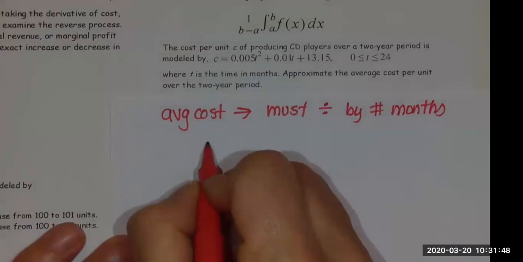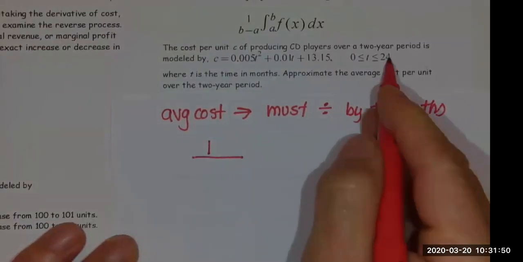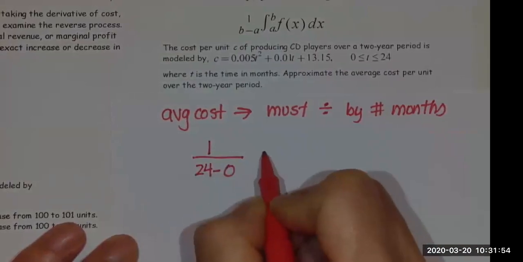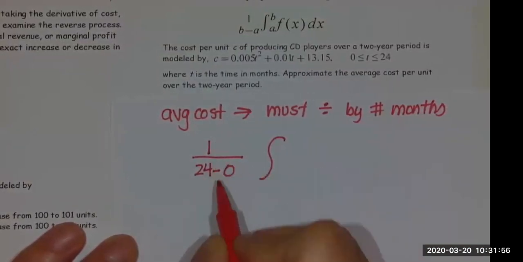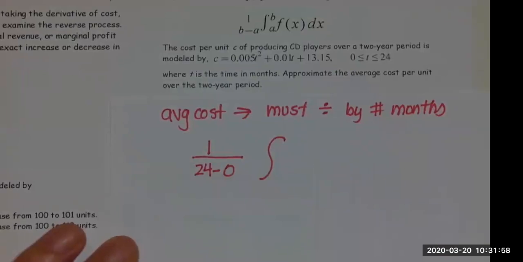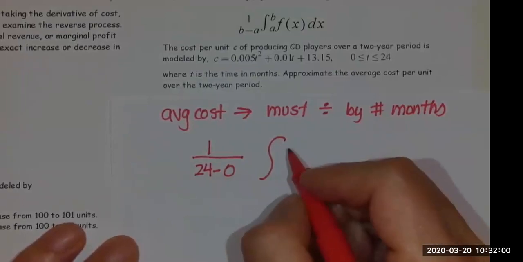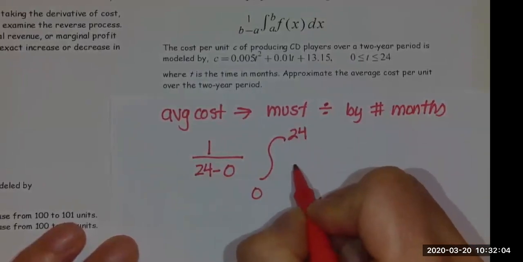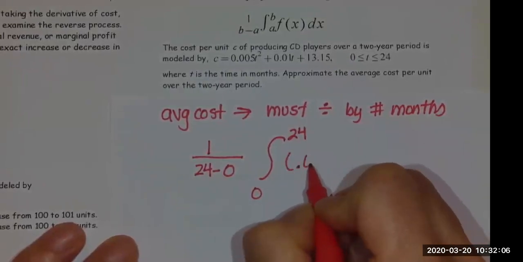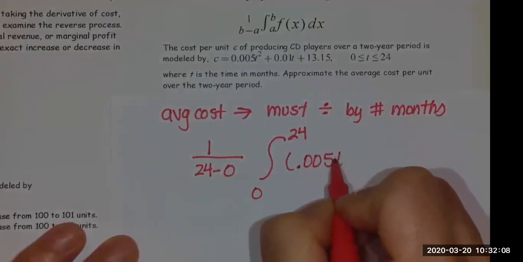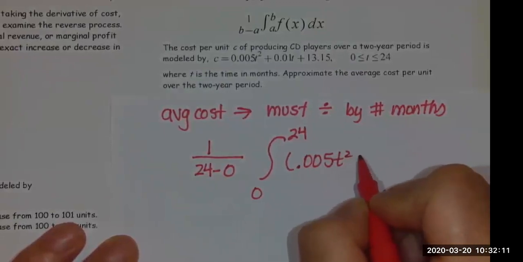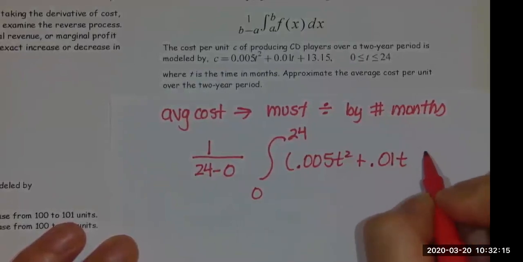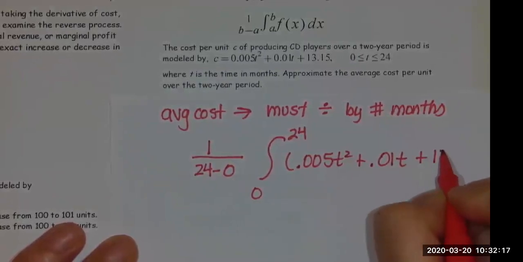So all I'll do is say 1 over 24 minus 0, right? Times, and 1 over is the same thing as saying divide by, correct? So we're going to go 0 to 24 months, and we're going to put in 0.005 t squared. You can write an x down if you want. In your calculator, of course, you'll just use the letter x. Your calculator does not know.